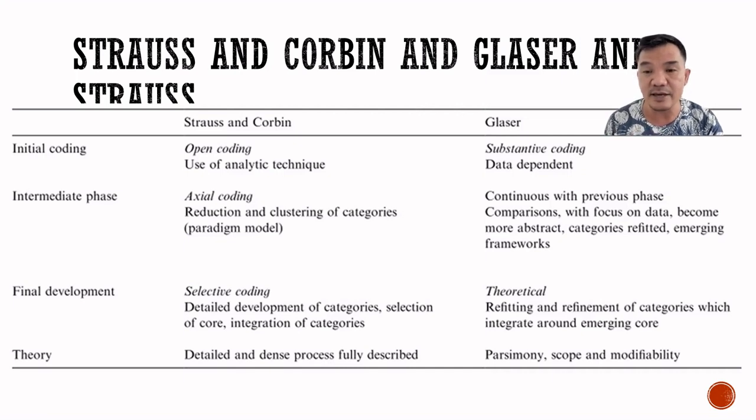While Glaser emphasizes continuous comparison with the previous phase, with focus on data, becoming more abstract categories, refitting emerging frameworks. That means Glaser advocated that we don't need a guide on how to analyze data, but we analyze more on the process while gathering data, meaning we are very dependent on the data that we have derived from the substantive coding and refine it as we add more data. Unlike in the Strauss and Corbin approach, where when you have something like a structure that has been formed from your data gathering and analysis, you will be given an aid, which we call axial coding, that will help you cluster or define the categories within your codes.